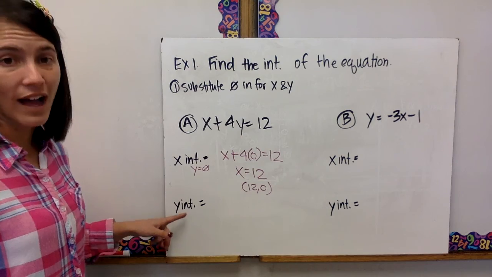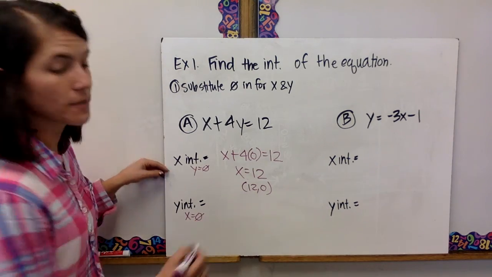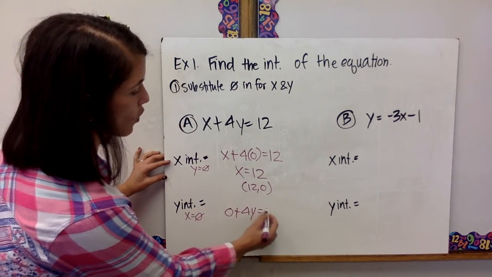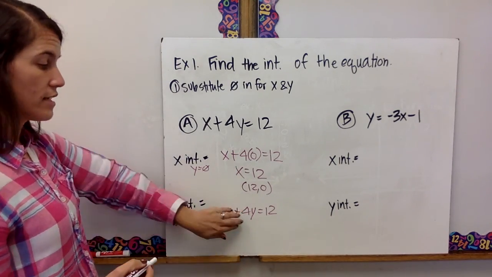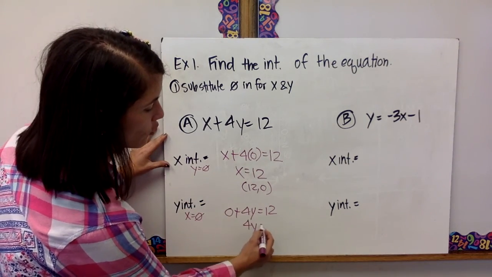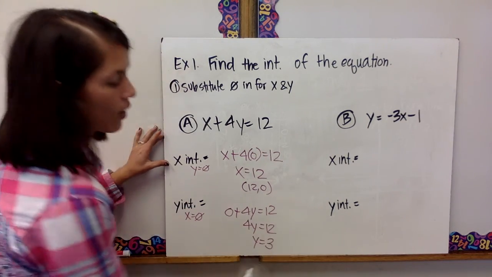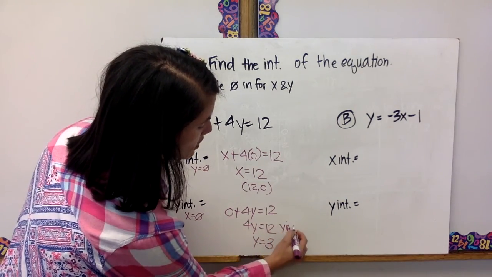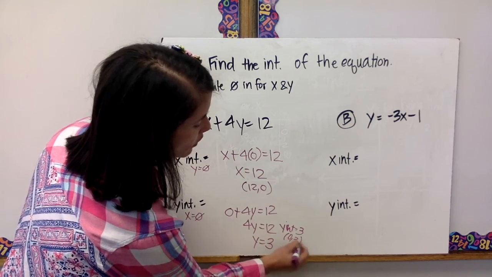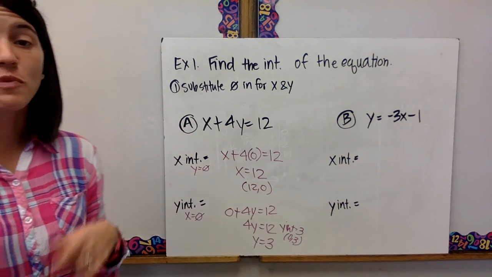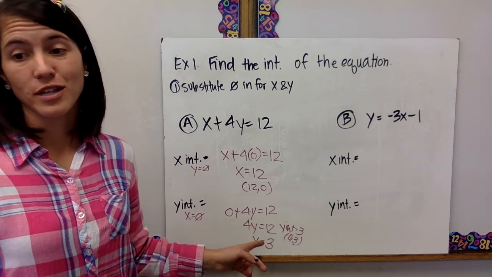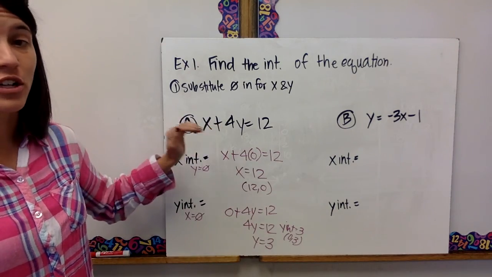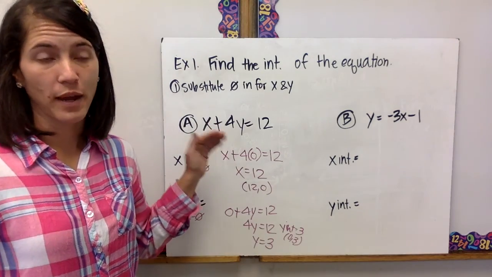If you want to find the y-intercept, then you substitute in 0 for your x, which means 0 plus 4y equals 12. The 0 we don't need anymore. 4y equals 12, so y equals 3. That means my y-intercept is 3, and the point is 0, 3. So those are my intercepts. My x-intercept is 12, my y-intercept is 3, and then I can also make an ordered pair. Those are solutions to my equation, because remember, a solution to an equation is an ordered pair.